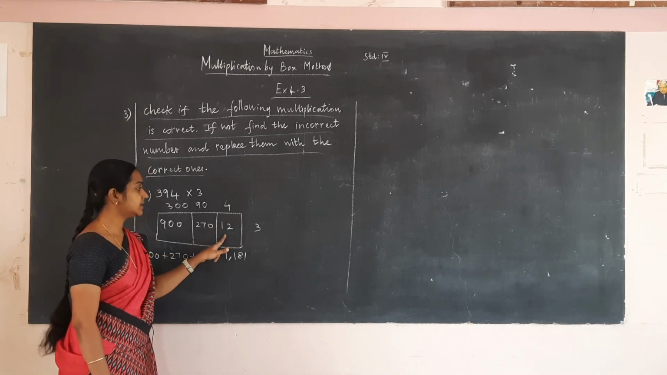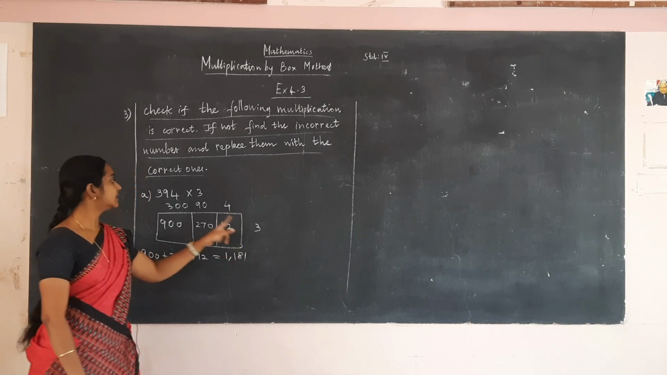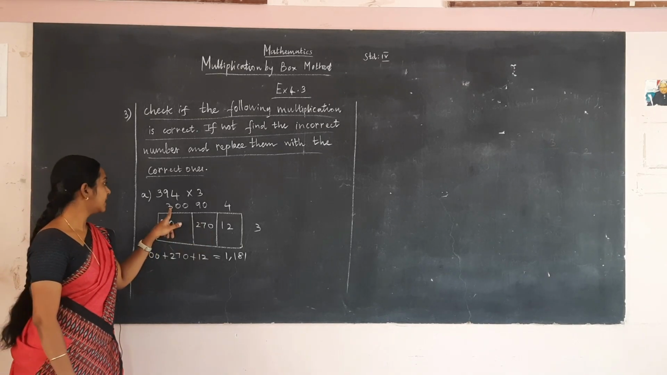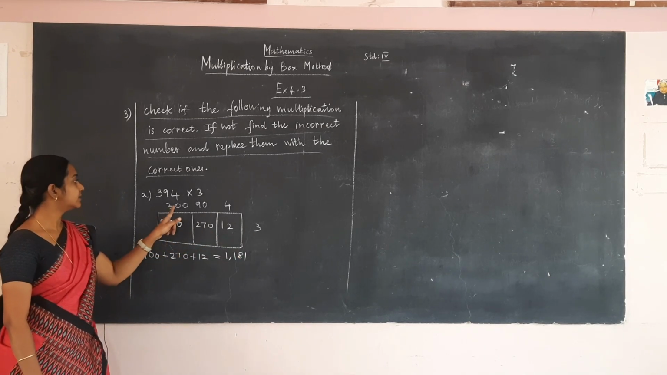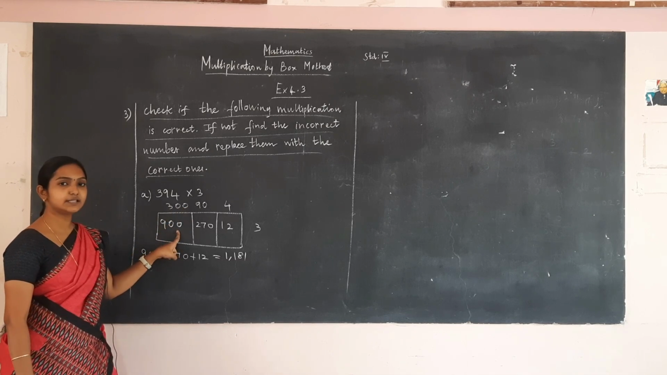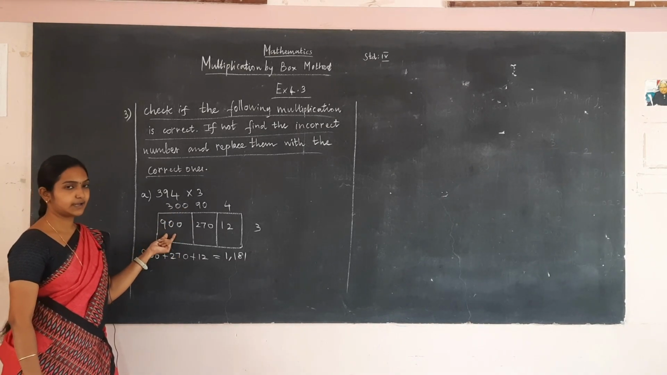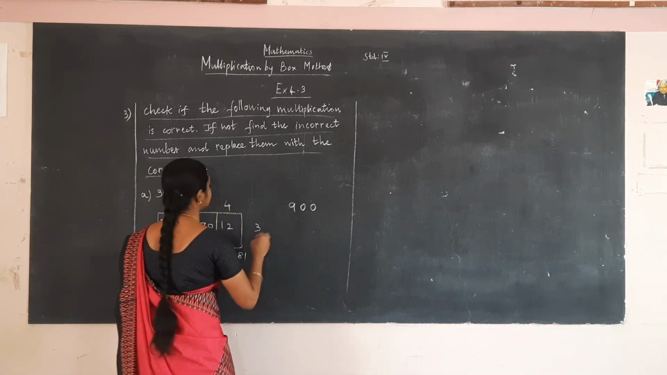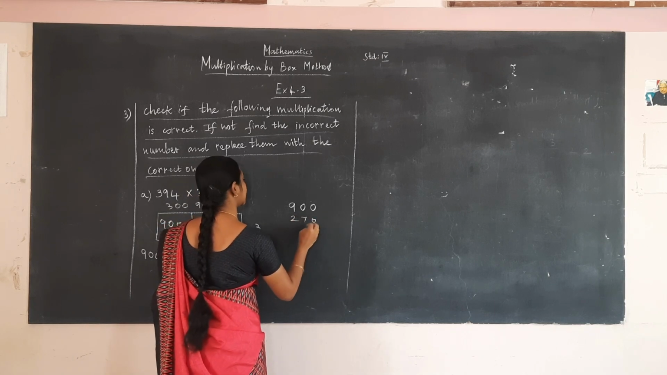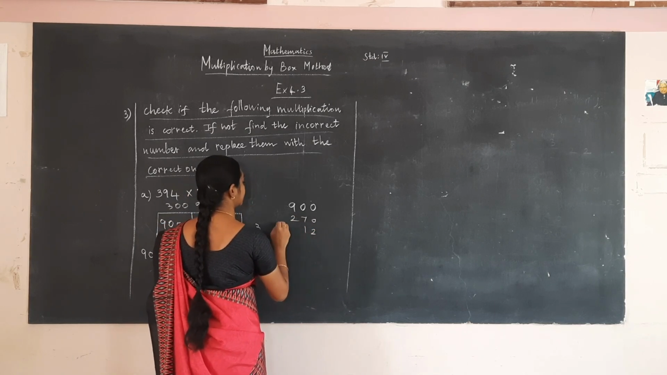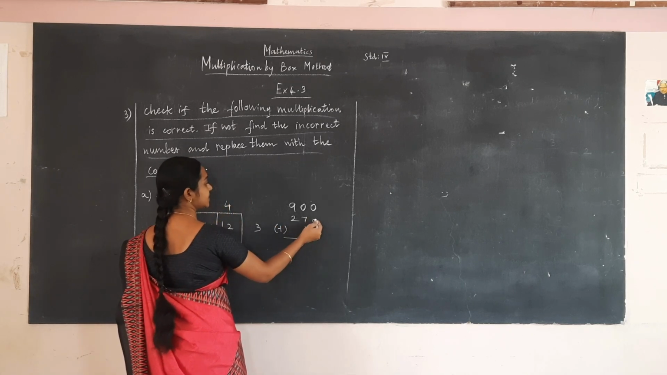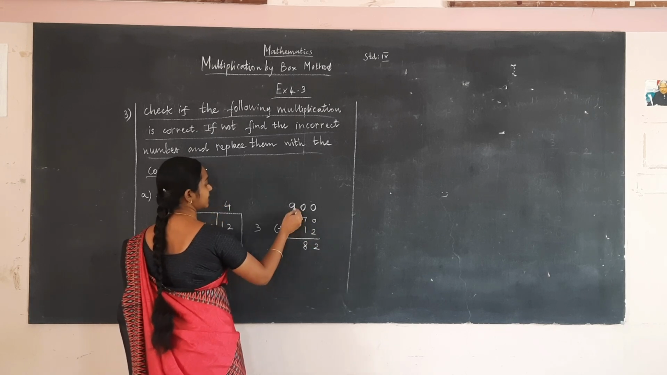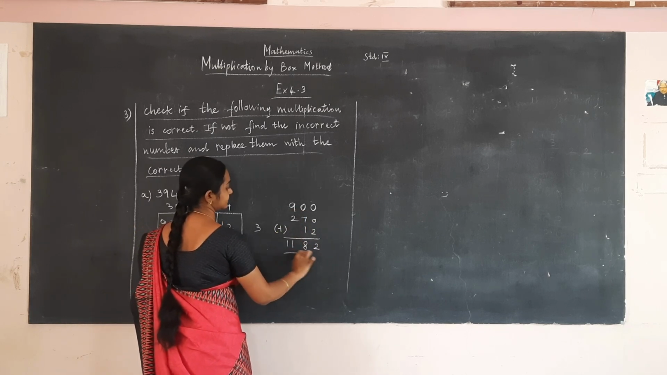4 into 3 is 12. It is written correctly in the first box. 9 3s are 27. We have to add 1 0. It is also done correctly. 3 into 3 is 9 and we have to add 2 zeros and write it in the third box. This is also done correctly. Now we have to add 900, 270 and 12. 0 plus 0 plus 2 is 2. 7 plus 1 plus 0 is 8. 9 plus 2 is 11.